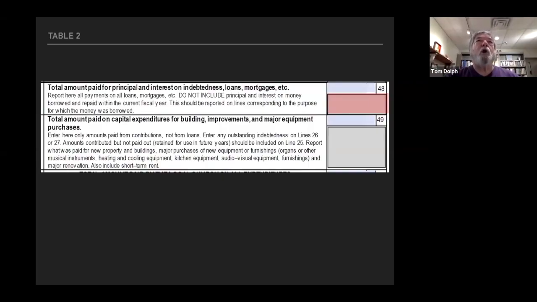This is for long-term, ongoing, year-to-year loans, debts, and mortgages. Amount paid on capital expenditures is from your worksheet.